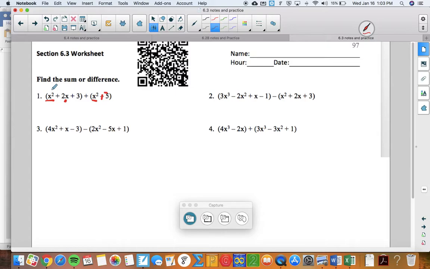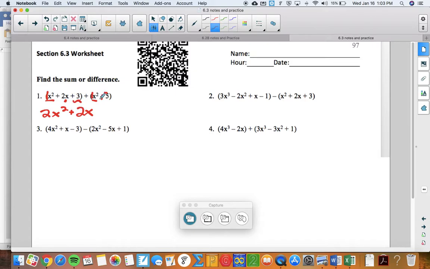So I'm going to combine the x squareds with the x squareds. We have 1x squared and 1x squared. Add the coefficients together. That gives you 2x squared. This x right here that I put a dot underneath doesn't have an x anywhere else. We cannot combine x squareds with x's. So this x has nothing else to combine with, and we also don't combine it with numbers either. So there we are. I just brought that 2x down.